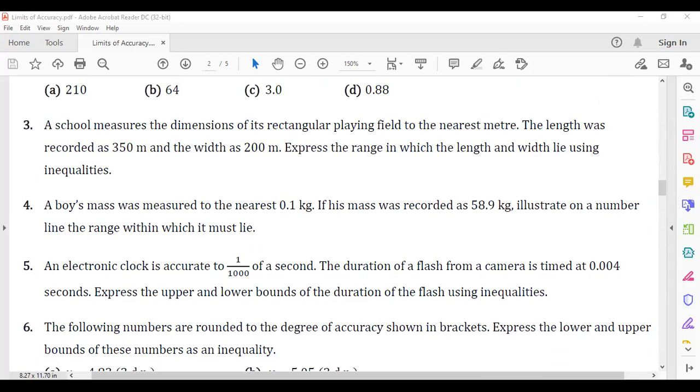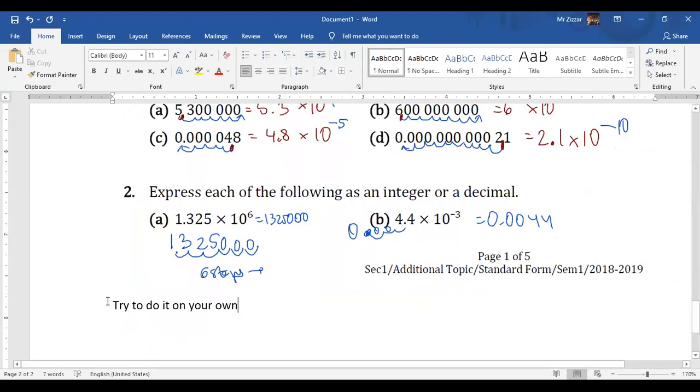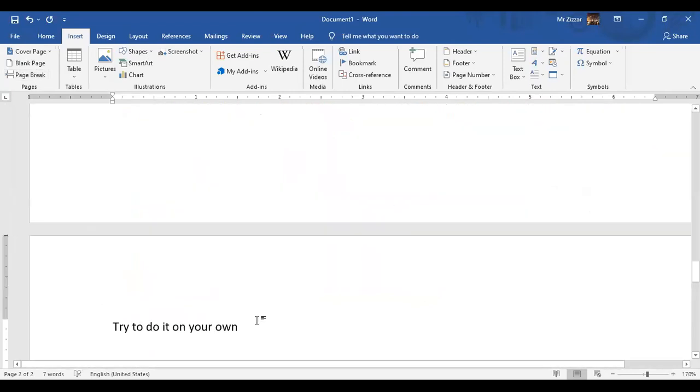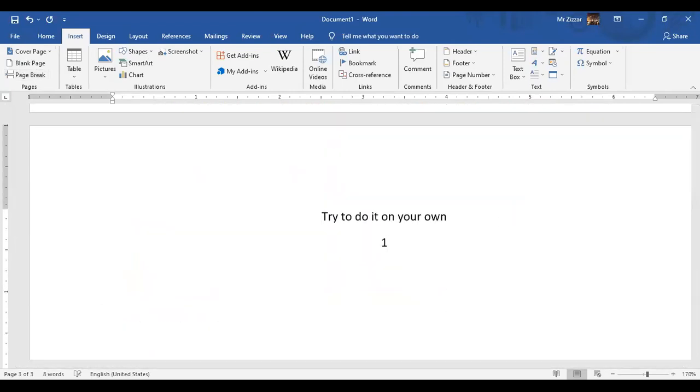I want to show you. I want to share the documents here. Okay. And there you go. I want to insert a page break. So try to do it on your own. Number 1. A. Okay, just make it directly, whoever wants to try. Number 1.